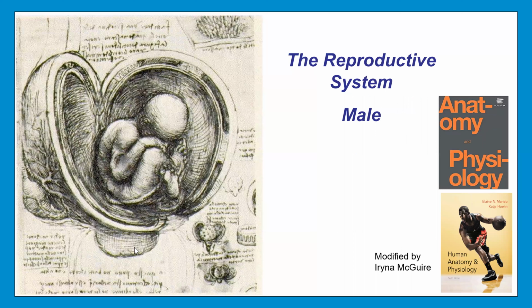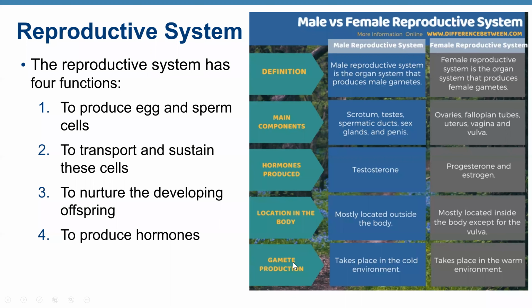So the reproductive system has 4 functions. First, to produce eggs and sperm cells. Of course, if we're producing ova, then we're talking about the female reproductive system. If we're talking about sperm production, that's a function of the male reproductive system. Second, to transport and sustain these cells, eggs and sperm. Function number 3, to nourish the developing offspring. Well, this is a function of the female reproductive system. And function 4, to produce hormones.